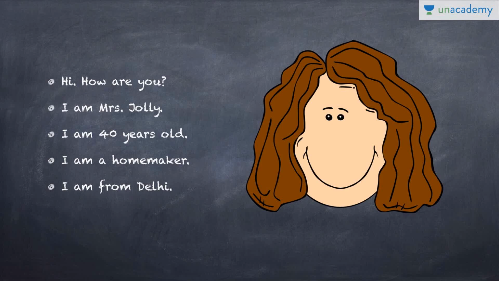Let's meet his wife. This is Mrs. Jolly. Let's see how Mrs. Jolly goes about introducing herself. So she says, hi, how are you? I am Mrs. Jolly. I am 40 years old. I am a homemaker. I am from Delhi. I'm going to repeat it and I want you to listen to me and read the sentences as I repeat this again. Hi, how are you? I am Mrs. Jolly. I am 40 years old. I am a homemaker. I am from Delhi.